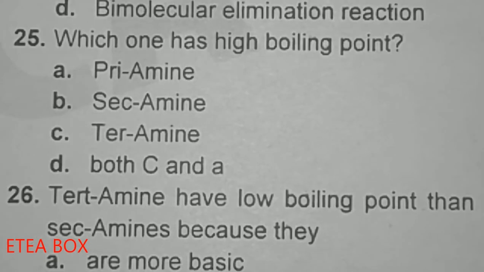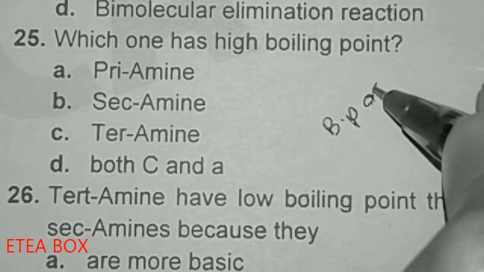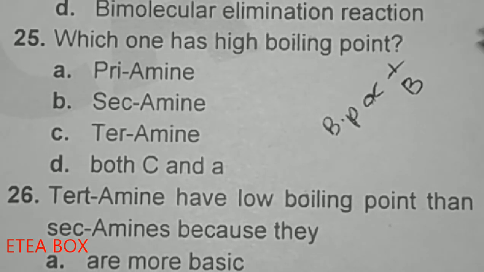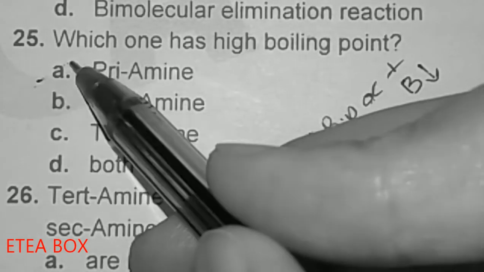Which one has the high boiling point? The greater the branching, the lower the boiling point. Boiling point is inversely proportional to branching. When the branching is less, the boiling point will be higher, so option A is correct here.